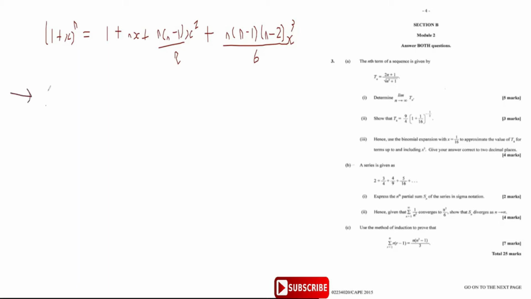And so that implies that 9 over 4 times 1 plus 1 over 16 raised to the n, which is now minus a half, is going to be equal to 9 over 4 times all of this, which is 1 plus nx. n is minus a half times x, and x is 1 over 16.